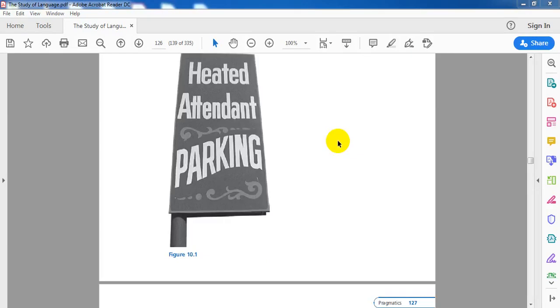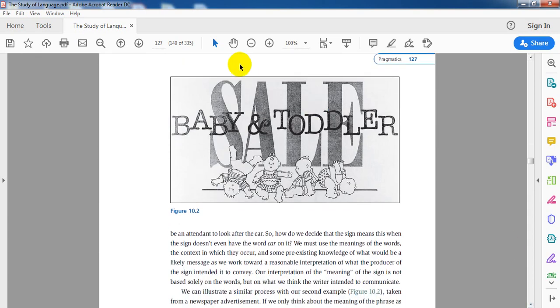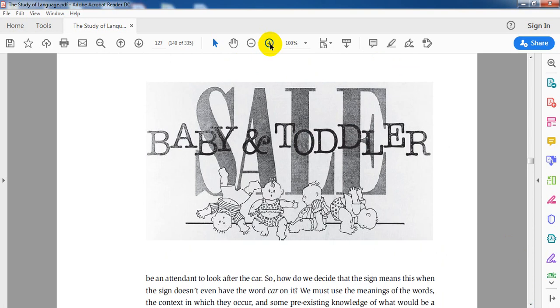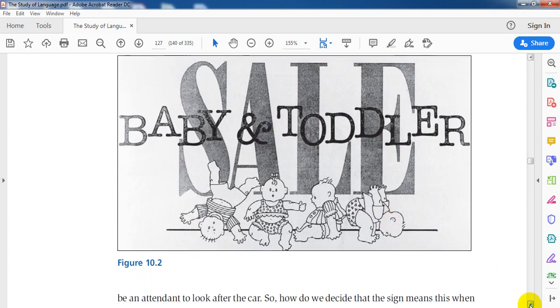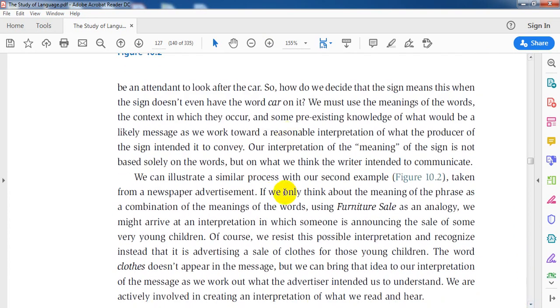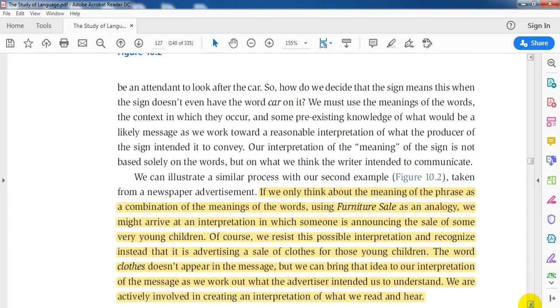Practically speaking, the book gives us two figures to illustrate what we have been talking about. A heated attendant parking, this is a car parking, and on page 127 we have what? Baby and Toddy's sale. Now, if we just stick to the literal meaning of the words found in the picture, we are definitely not going to arrive at a clear identification and recognition of the words found in the figure here. Now let's see what it is. This talks about the figure, with some explanations given here. Let me highlight these lines, please. Wait. Okay.